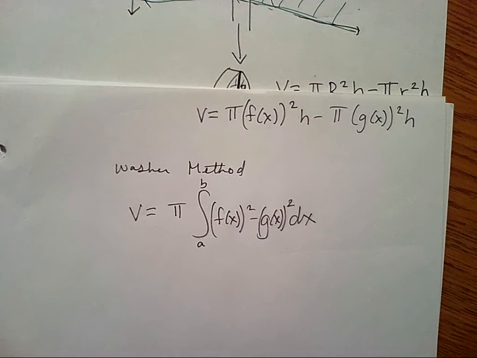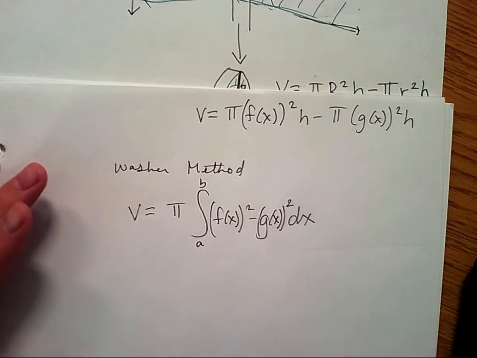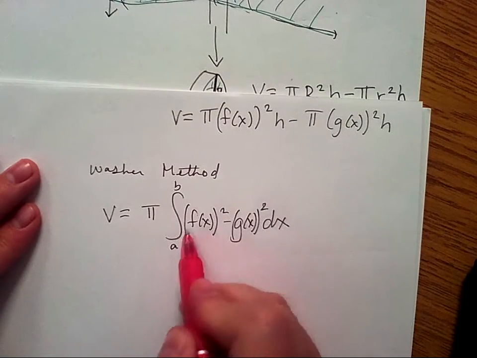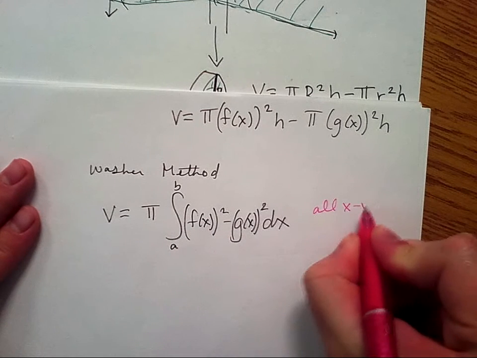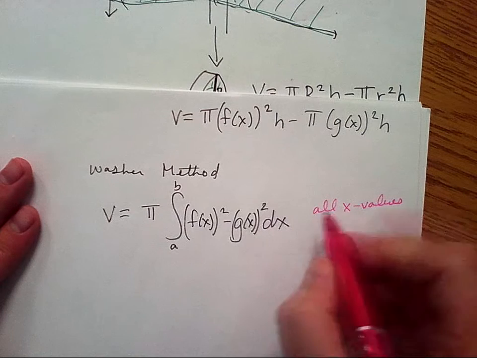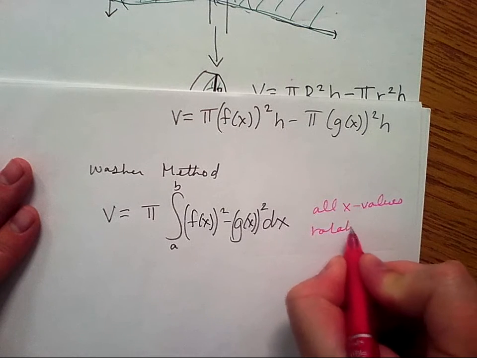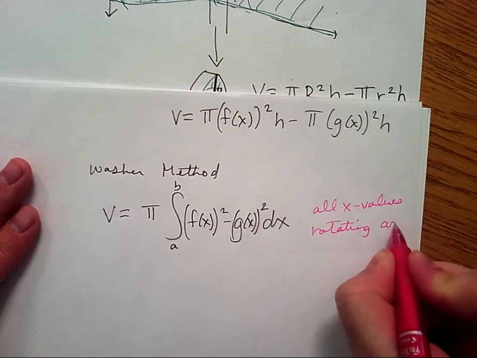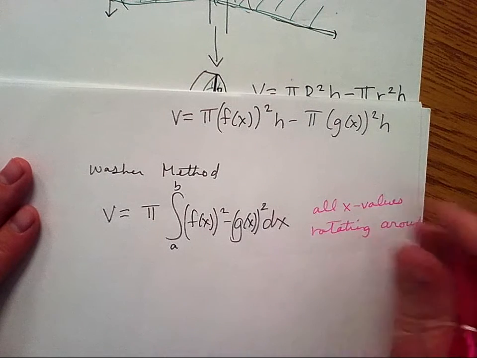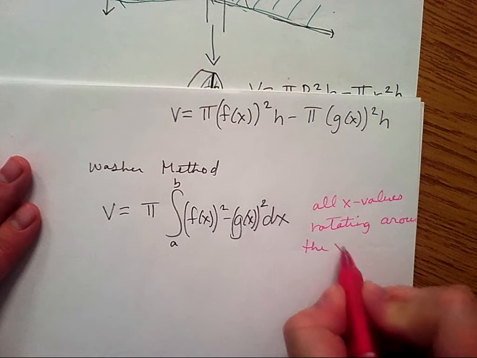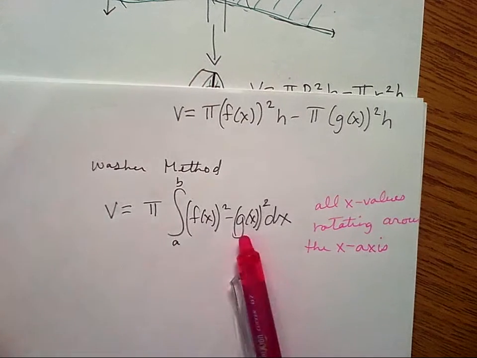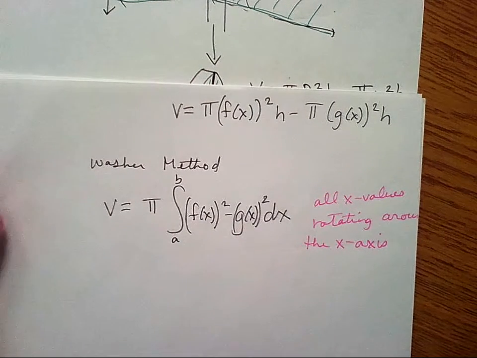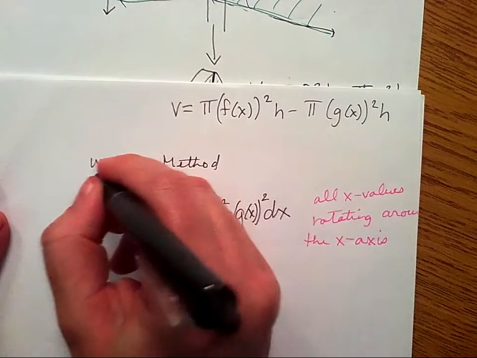So let's write this even simpler. This is all in terms of x, right? My bounds are x, my function is in terms of x, and I have dx. All x values, rotating it around the x-axis. Okay, so I have f of x, I have g of x in my formula. Okay, that's great. Can somebody remind me what f of x is and what g of x is?